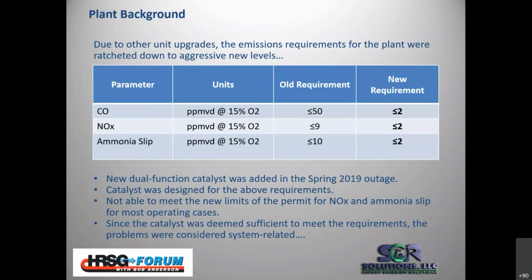So basically, we've got this old HRSG with an old SCR that's being asked to do some pretty amazing reductions. So the customer, rightfully so, added in new dual function catalyst to get to those levels. It was designed for 2, 2, and 2. Unfortunately, when they started up, they were well ahead of schedule in terms of adding the catalyst, but they were way off on being able to meet those requirements. So plenty of testing and evaluation of the catalyst was done. And the conclusion was the catalyst was perfectly fine. The problems were system related.